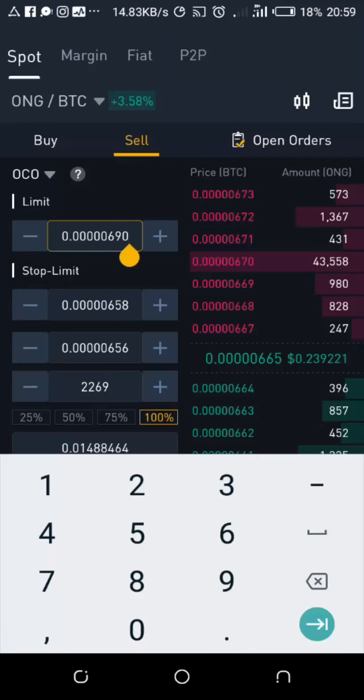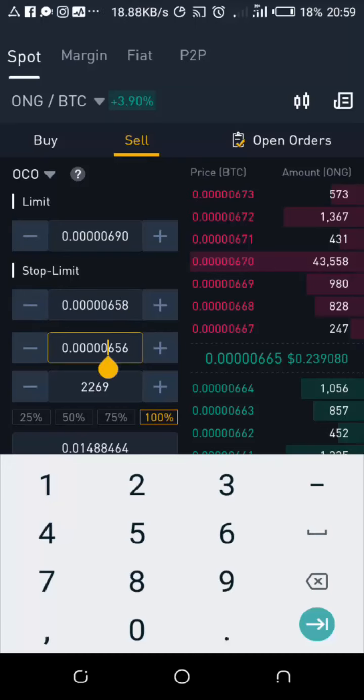Now this is the take profit price. As you can see, it is higher than the stop price and the limit price. So this OCO means if the price starts to go up and reaches 690 sat, then we make a profit. If the price goes down to 658 sat, this particular one called the stop price, or we call it the trigger price, it will trigger this particular price.